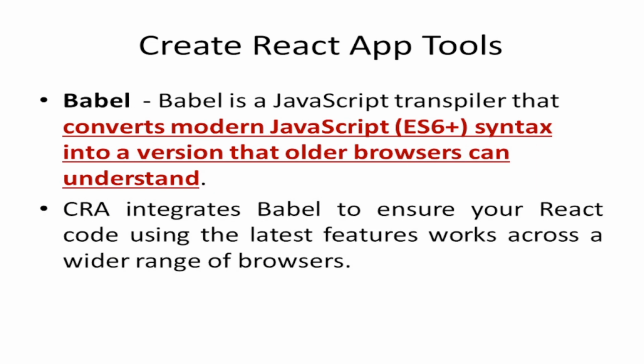And Babel is a JavaScript transpiler. When we are working with React, we are working with the JavaScript ES6 version, right? It's the latest version. It may not be compatible with older browsers. So this tool helps us in addressing that version incompatibility. It converts all your syntax into a version that older browsers can run. That is the use of this tool.